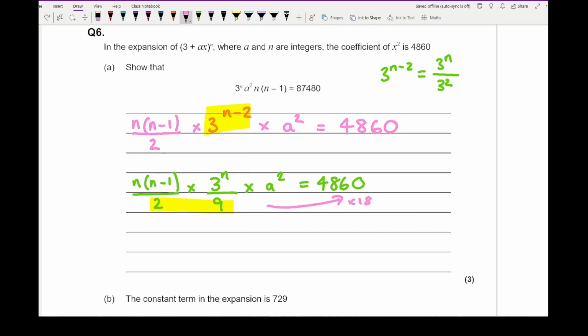So what we end up with is n(n minus 1) multiplied by 3 to the n multiplied by a squared equals 4,860 multiplied by 18, which gives me an answer of 87,480. And then I can just neaten all of this up. So 3 to the power of n, a squared, n(n minus 1) equals 87,480, which is exactly what they wanted me to show.